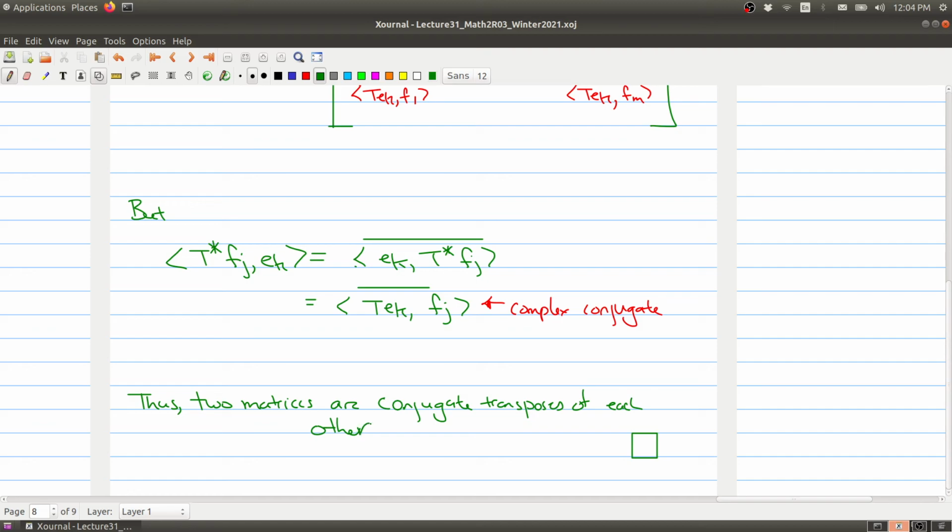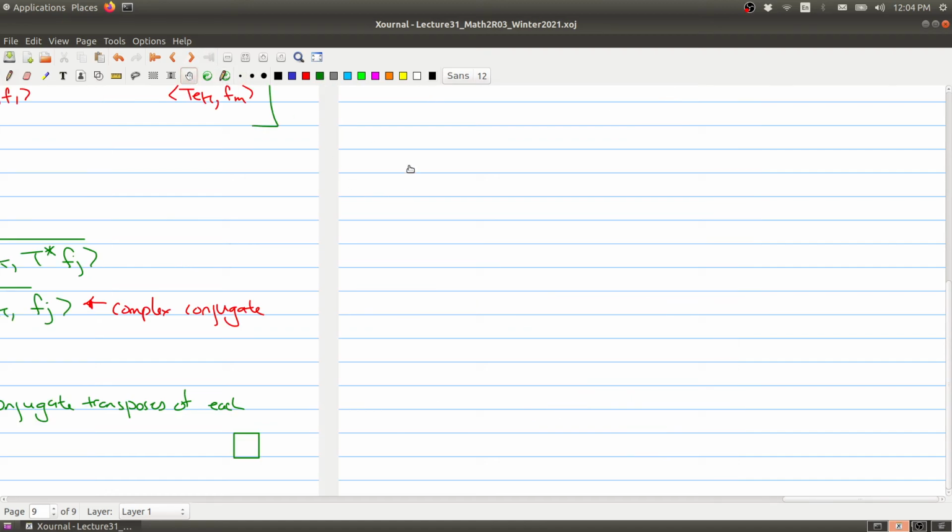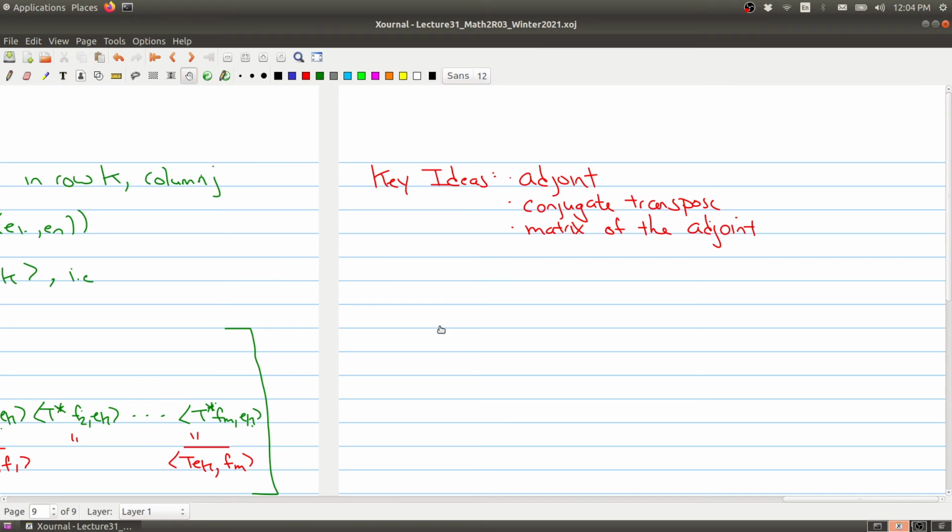Okay, so there's a lot going on in this section. The main thing you really want to learn today is what an adjoint is. You want to know what the conjugate transpose of a matrix is, and what the matrix of the adjoint is. To make things simpler, when you're thinking of the adjoint, think of it as the linear map you get by taking the conjugate transpose of the original linear map that you're starting with. Okay, so that's where we'll finish for today, and we'll continue in the next lecture by talking about self-adjoint and normal operators. Have a great day.